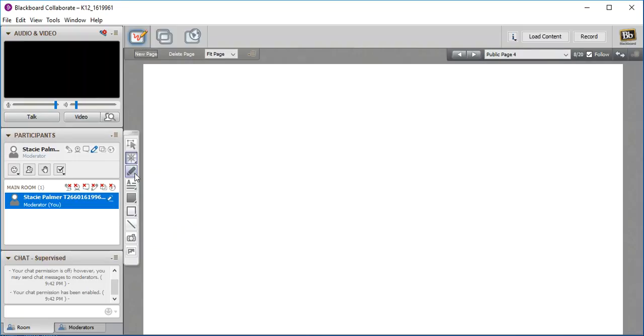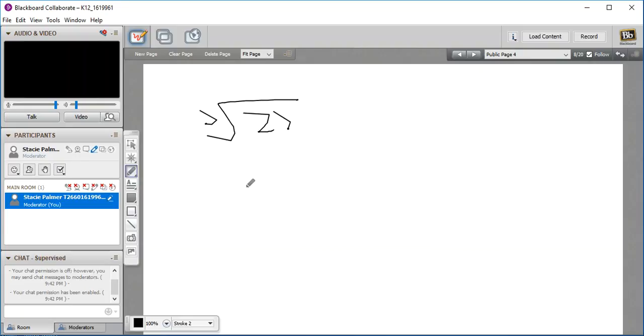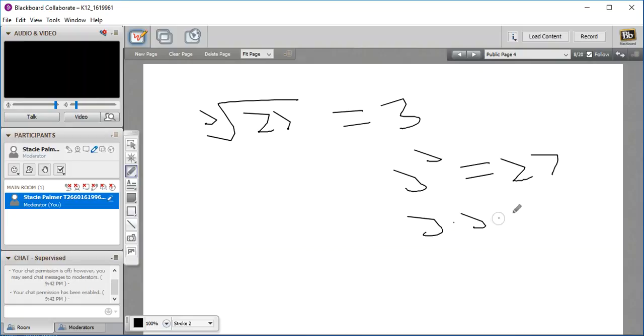Okay, so let's go ahead and try one here. Let's say we have the cube root of 27. So we're trying to figure out what did we multiply by itself 3 times to get to 27? And that answer would be 3, okay? 3 cubed is 27. 3 times 3 times 3 is 27.